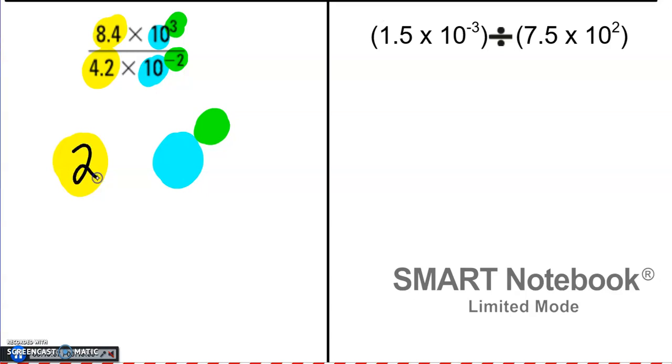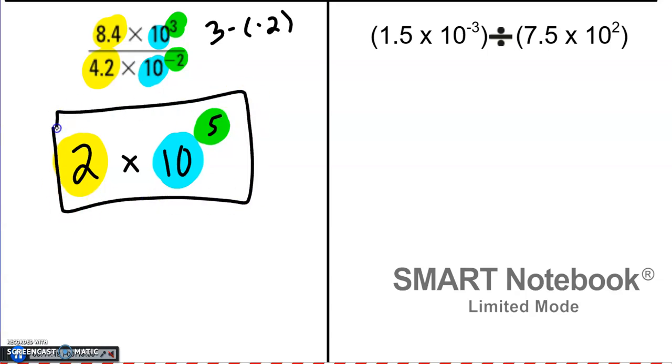That's easy for us. We just get 2. We fill in the multiplication symbol. Our base stays as 10. And now we do 3 minus negative 2. It's not 3 minus 2. This is a negative sign, so it's going to be 3 minus negative 2, and we get 5. 2 times 10 to the 5th, that is written in scientific notation, so that's our answer. We don't need to convert at all. Sweet. Now let's move on to the right-hand side.